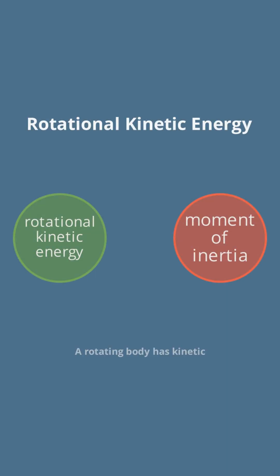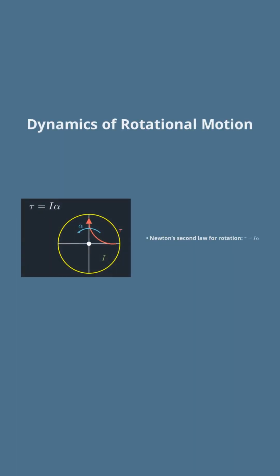A rotating body has kinetic energy due to its motion. The rotational kinetic energy is given by K equals a half I omega squared, where I is the moment of inertia and omega is the angular velocity. This formula mirrors the translational kinetic energy, K equals a half m v squared, and is fundamental in analyzing spinning objects from flywheels to planets.